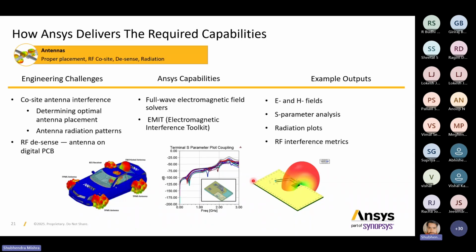So for that, we will first plot E or H fields. We will plot S parameter reports. We will plot radiation plots. So this tells you that your problem is resolved.